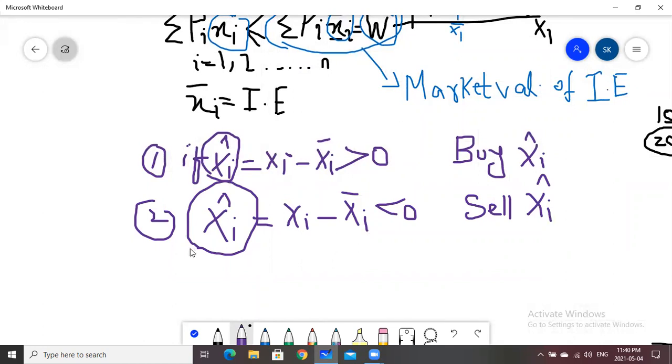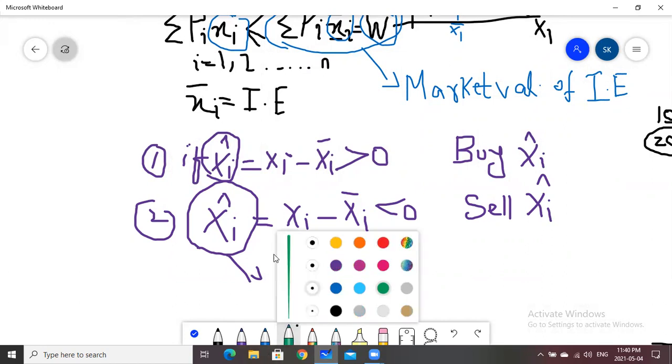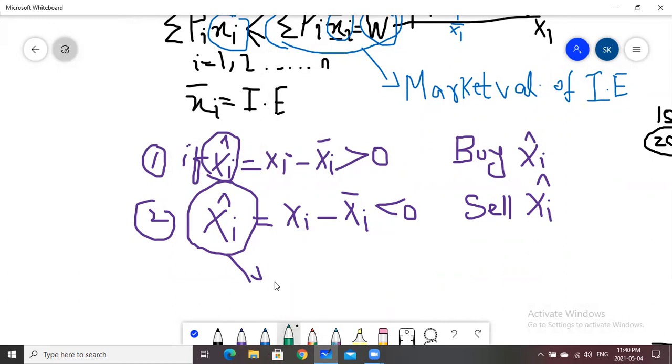This x_i hat is the net demand for the commodity. This is the main thing that we are studying here. Why is it net demand? Because we are finding the difference between the demand of the two goods, the bundle x_i and x_i bar. We can rewrite the budget constraint in this form as well.